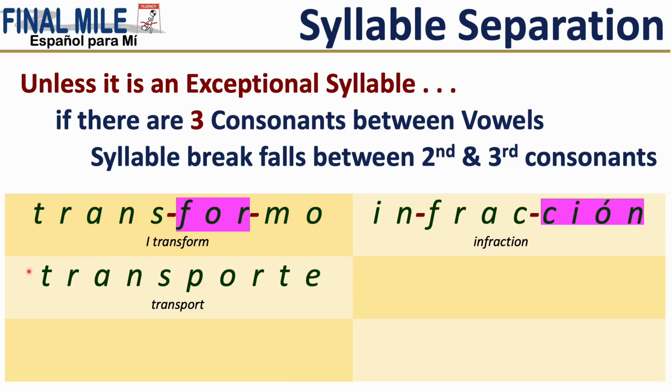Okay, let's do it again. Look at this beautiful exceptional syllable. Tra. Okay, but we don't know if we have to give it more consonants. So we jump to the next vowel. Over here we have 3 consonants. It is not an exceptional syllable. Therefore, we break between the second and the third, and that is consistent with the quick rule that we learned. Whenever S is followed by a consonant, the break goes there. So between the S and the P, we have a syllable break.